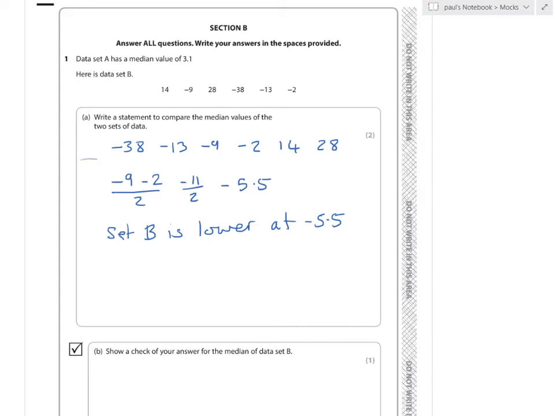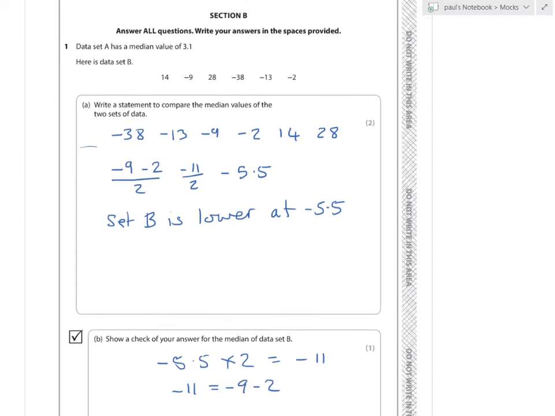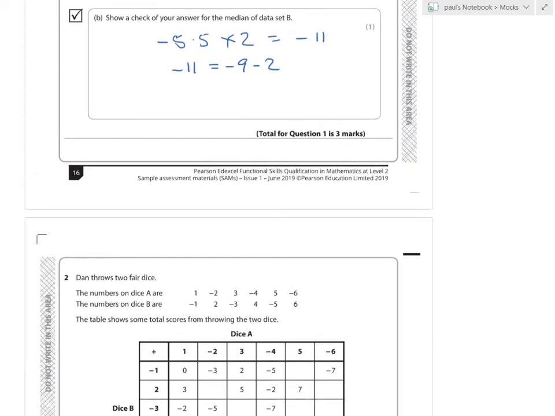See what they want us to do. They always do this in Edexcel, get you to check. I suppose we could do minus 5.5 times 2 equals minus 11. Yeah, minus 11 equals minus 9 minus 2. Yeah, might get away with that for a point.